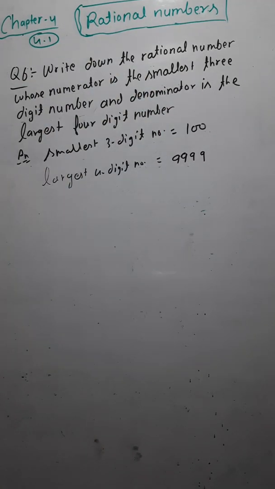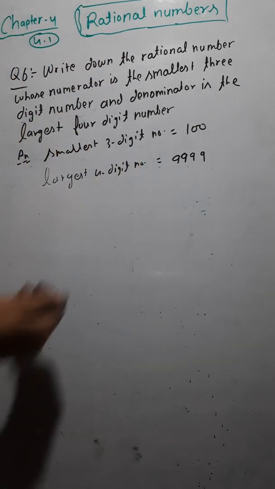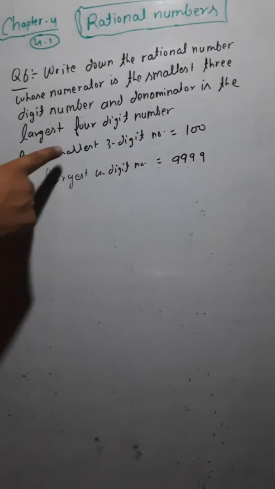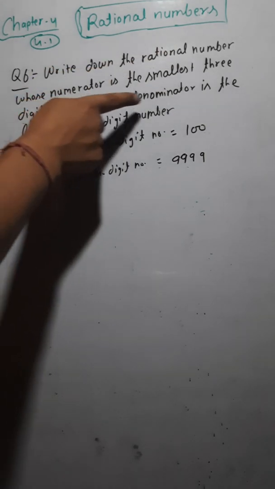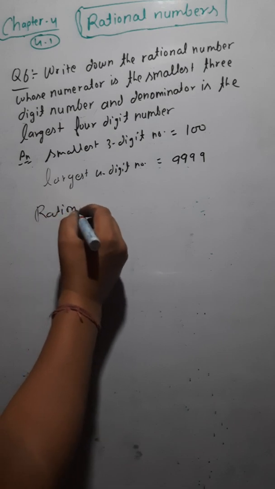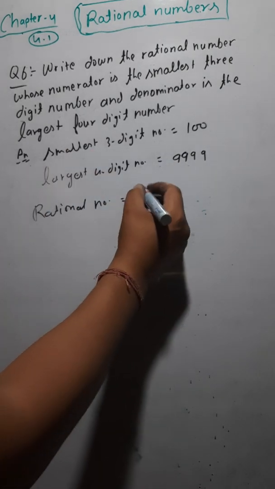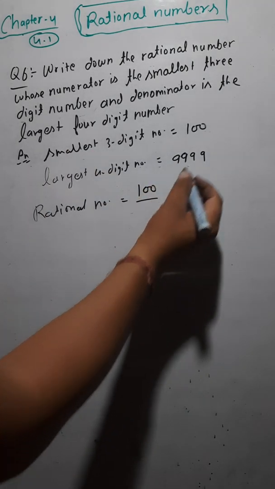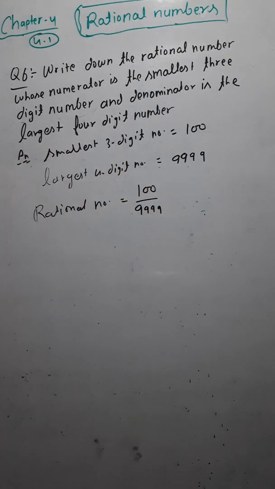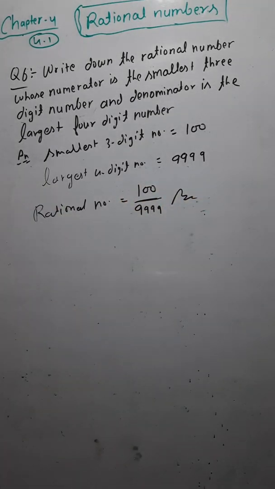Now what is the question? Write down a rational number. You have to write down a rational number, meaning in the form of P by Q, numerator by denominator, where the numerator is the smallest 3-digit number, and the denominator is the largest 4-digit number. So what would be the rational number then? This is the numerator and this is the denominator. The numerator you would be writing upside, divided by the denominator, 9999, which you would be writing downside. So 100 by 9999 would be the rational number. And this is your answer. Okay, note it down.